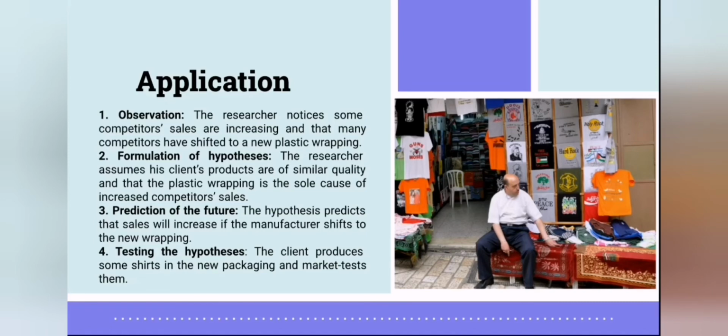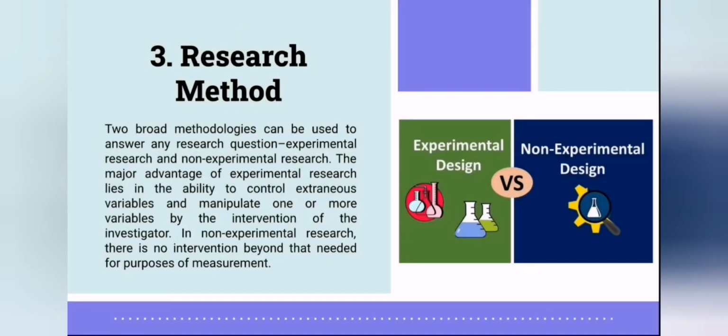Okay, so now we go to the research method. Whether a particular method of inquiry is appropriate for a research problem depends in large part on the nature of the problem itself and the extent or level of existing knowledge. In addition to selecting a method of inquiry, the research planner must also select a research method. Okay? There are two broad methodologies that can be used to answer any research question. One is the experimental research, and the other is the non-experimental research.